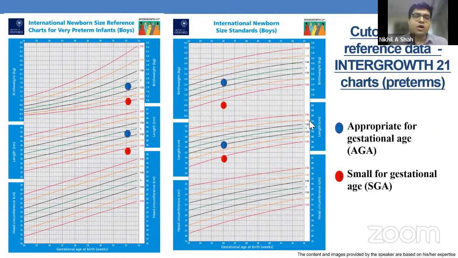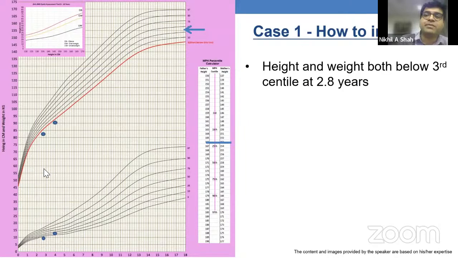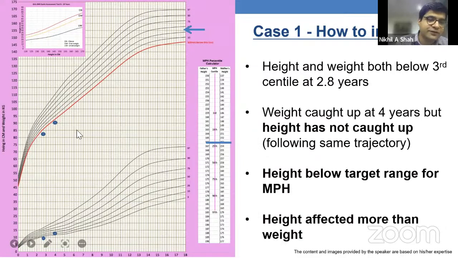So coming back to our case, how do we interpret? Here you can see the child at 2 years 8 months, and then at 4 years. What we can see is that the height has not caught up. The height is still below the 3rd percentile, but the weight has caught up. So height and weight percentile are below the 3rd percentile at 2.8 years. At 4 years, the height has not caught up. The height is following the same trajectory, but the weight has caught up. So height is still below the mid-parental height target range, and height is more affected than the weight.